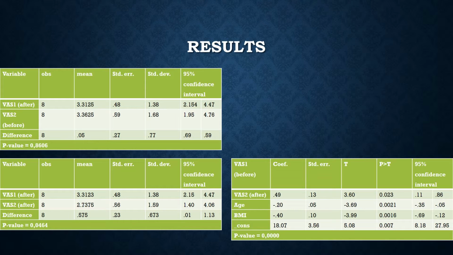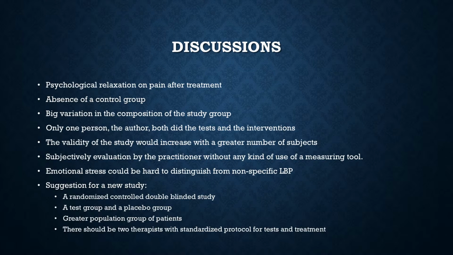The regression analysis showed only one possible similarity between VAS, age and body mass index, but the correlations were unknown. This study couldn't exclude any significance of other factors, as for instance the psychological relaxation on pain after treatment. These results could be influenced by several biases, as for instance the absence of a control group.